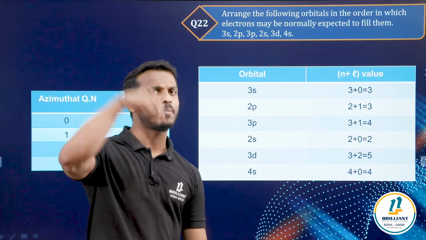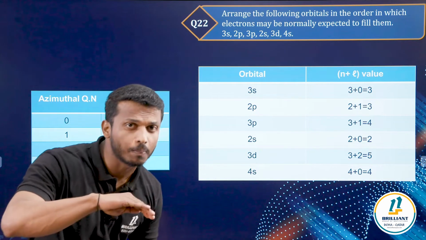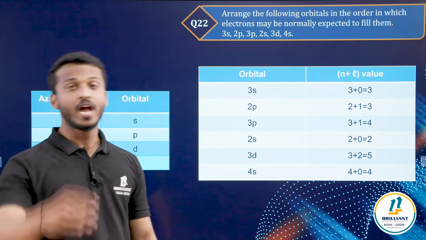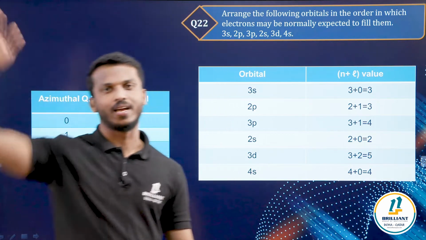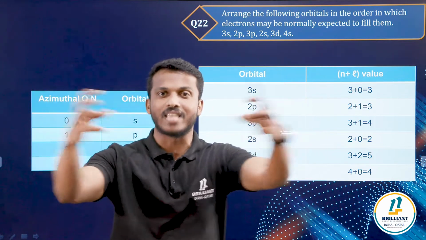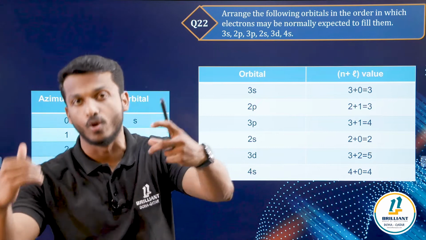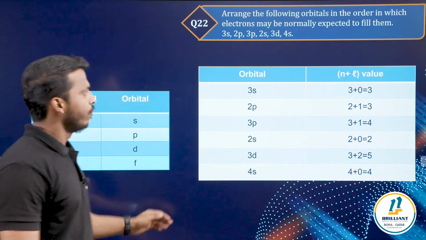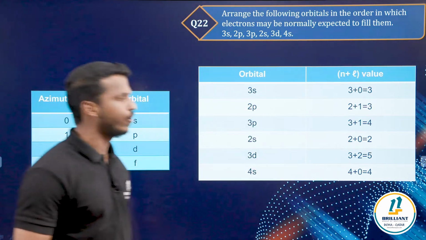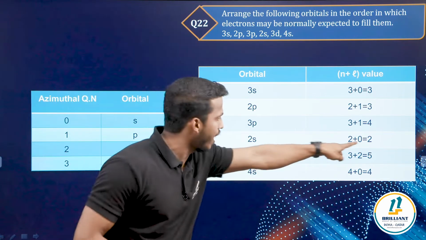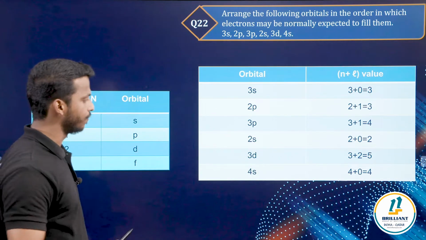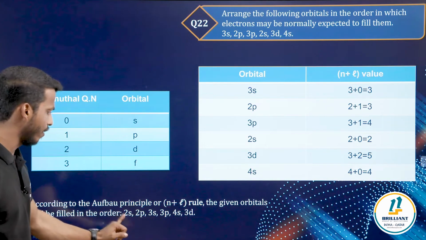Do you remember what the n plus l rule is? Lower the n plus l value, lower the energy. Higher the n plus l value, higher the energy. If two orbitals have the same n plus l value, the one with the lower n value has lower energy. So which one has the least n plus l value here? This one, right? So 2s has lower energy.